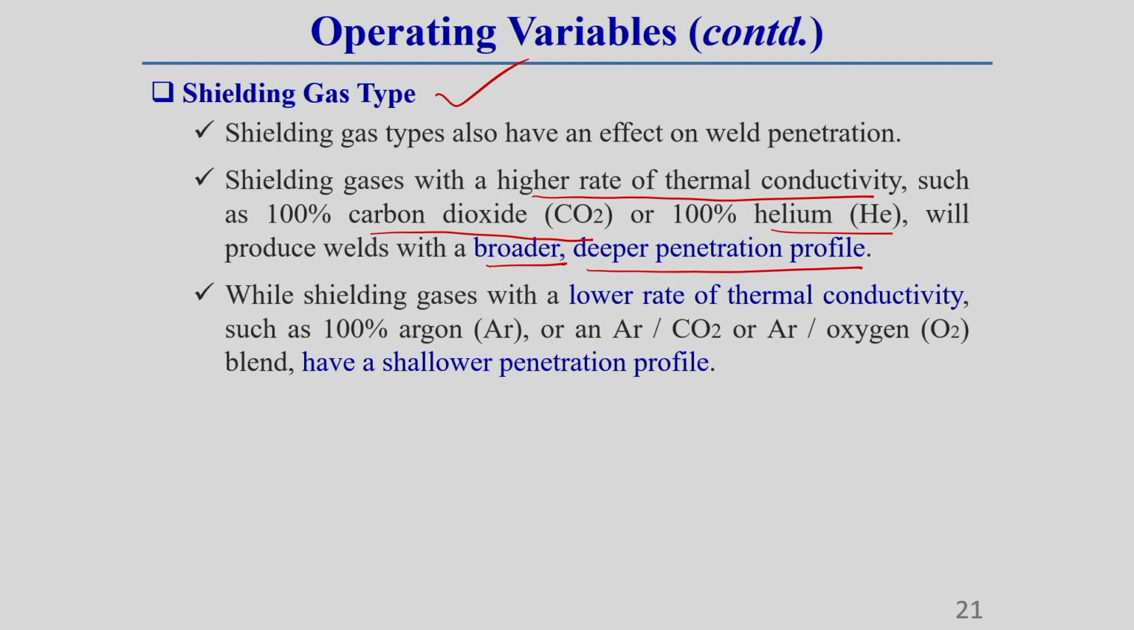So, the higher the rate of thermal conductivity, the broader and deeper the penetration we can get. Whereas if we use 100% argon gas, an argon carbon dioxide mixture, or an argon oxygen mixture, we will generally get shallower penetration, less than with carbon dioxide or helium gas, because it has a lower rate of thermal conductivity. What I am telling you is that depending upon the type of shielding gas, this penetration varies.